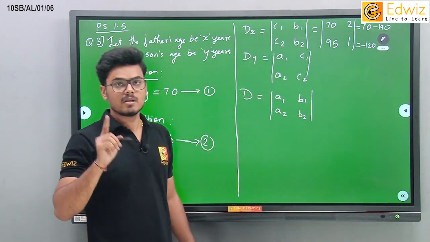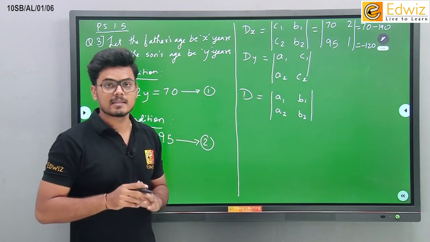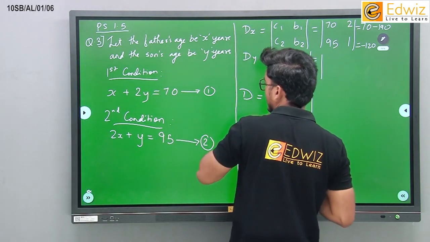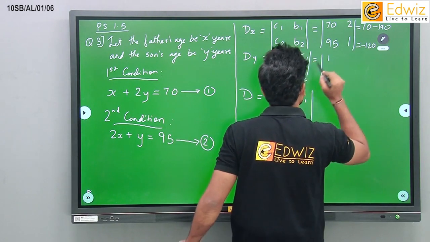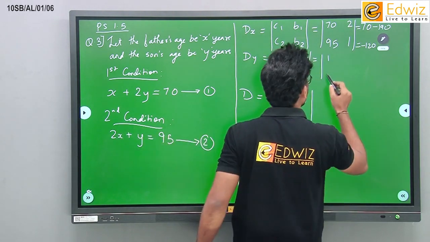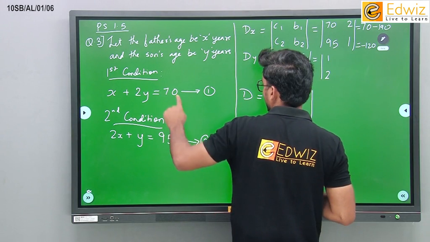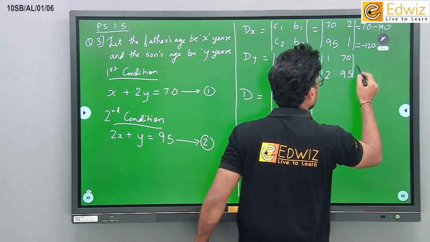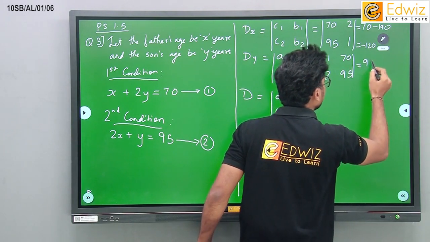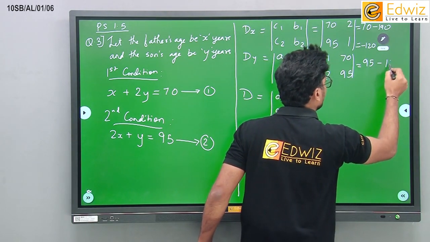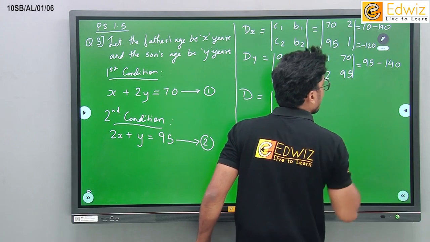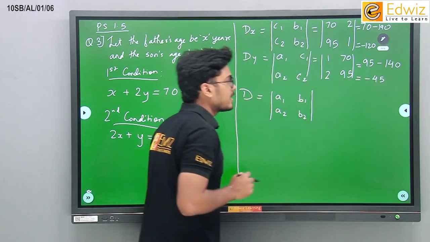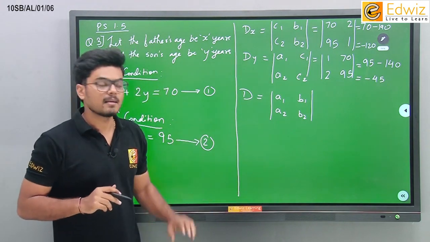This is the value of the first determinant, dx. Next we have dy. This will be equal to the determinant of a1, that is the coefficient of x, 1, a2, coefficient of x in the second equation, that is 2, and same 70 and 95. So this time it is 95 into 1 minus 70 into 2. Okay, so 95 minus 140, that is minus 45. Correct? These are the values of dx and dy.